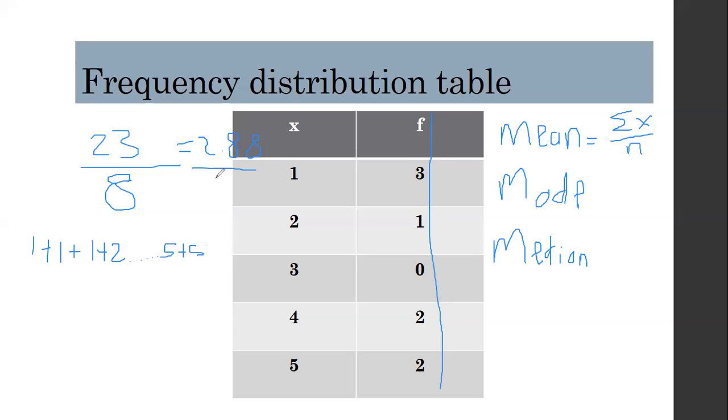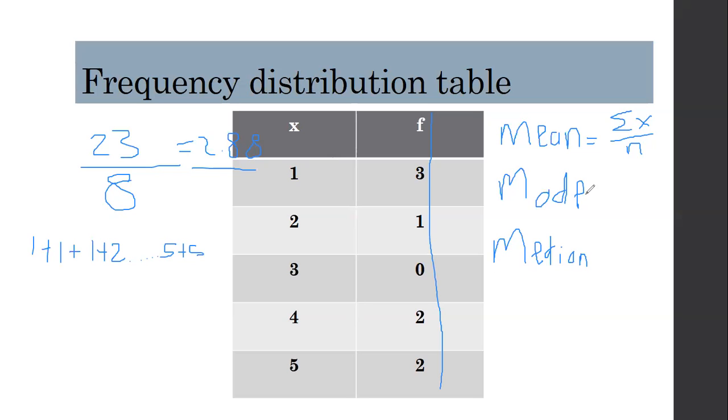So the mean: you add all the scores and divide by the number of scores in that distribution. So do not add 1 plus 2 plus 3 plus 4. We have 3 scores of 1. We have an individual 2. We don't have a 3. We have 2 scores of 2. We have 2 scores of 5. If we add that, we get 23 divided by 8, 2.8.